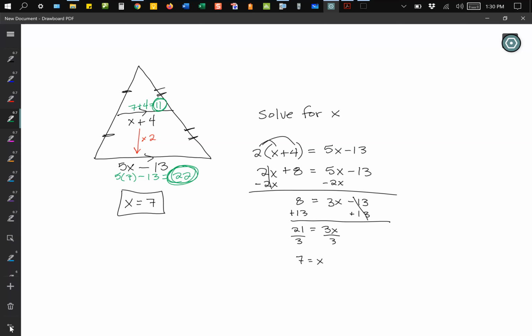So you will see that type of problem on your homework. I wanted to make sure you had an example of that so that you weren't wondering how to do that.